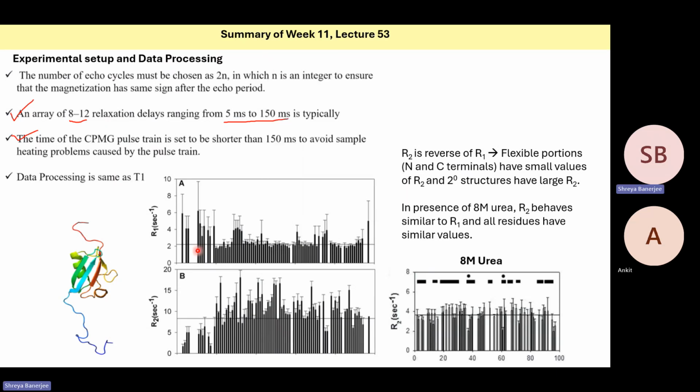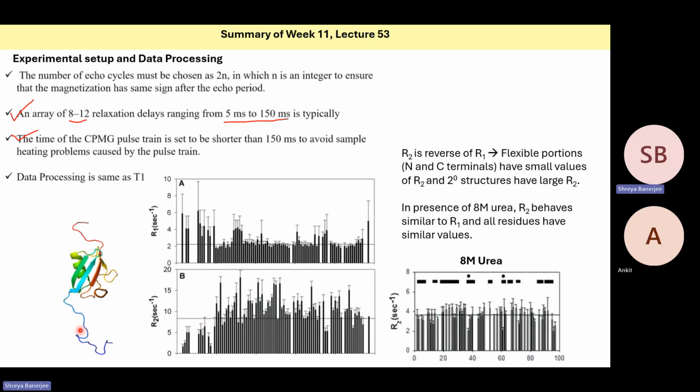In the previous case, for the same protein, we had studied the plot of R1, and we saw that for the N and C terminal, where the protein is flexible, the R1 value was large, and also for the loop, the R1 value was large. Wherever there is secondary structure, the R1 values were small. The R2 trend is opposite to that of R1.